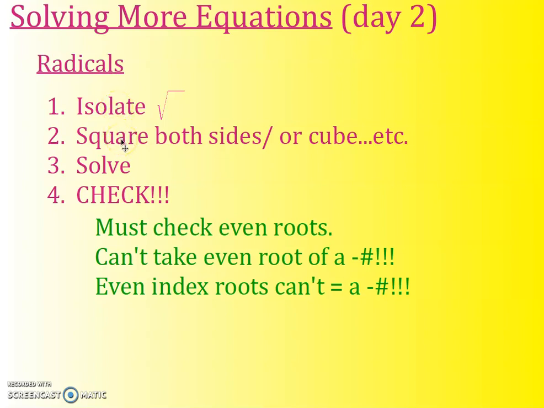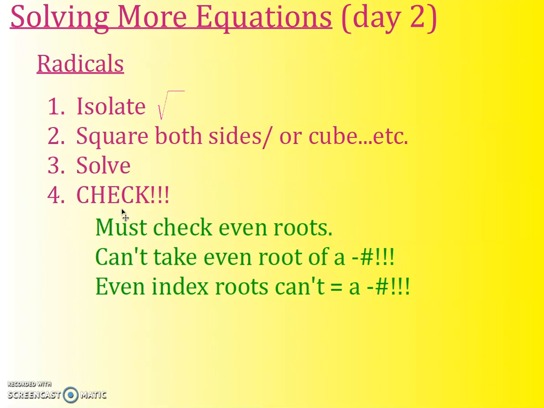We're going to get rid of the radical depending on what type it is. If we have a square root, we'll square both sides. If we have a cube root, we're going to cube both sides. Then we'll solve the equation like normal, and then we have to look to see if we need to check our solution. We check if we have an even indexed radical.